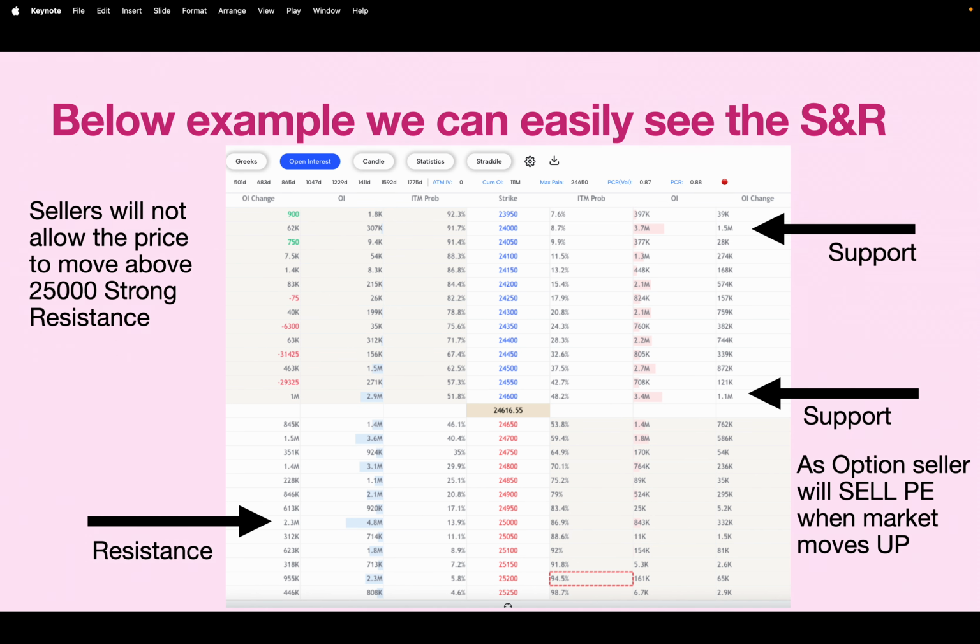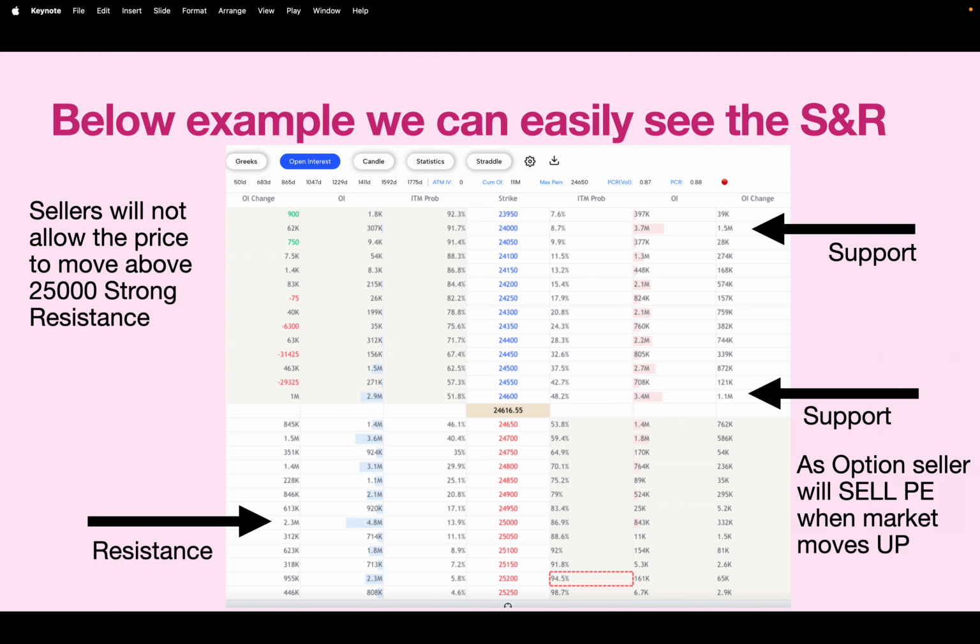And on the left hand side you see a resistance. So what exactly is resistance? 4.8 million open interest change. So sellers will not allow the price to move above 25,000. So the price will fluctuate between 24,000 and 25,000. These two are strong support and resistance.